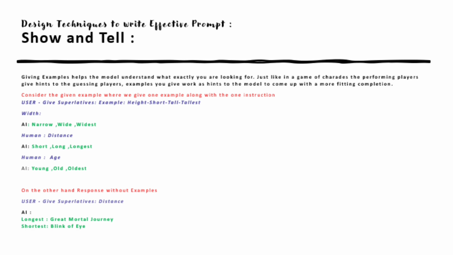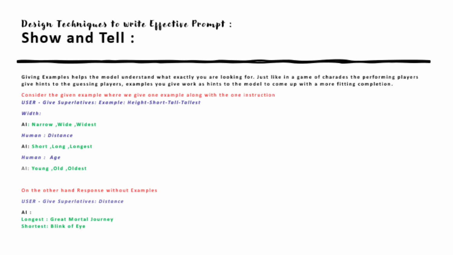First show the AI what you are expecting with an example. Then you can tell it what you are looking for. Examples help the model understand exactly what you are looking for, just like a game of charades, where the performing players give hints to the guessing players. With your hints, the model comes up with a more fitting completion.